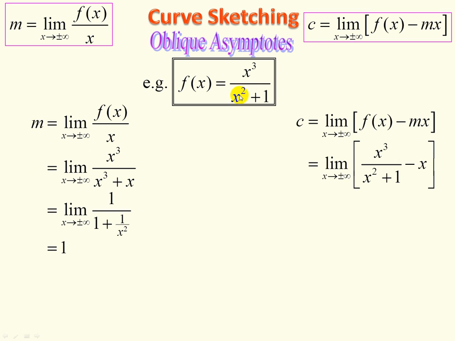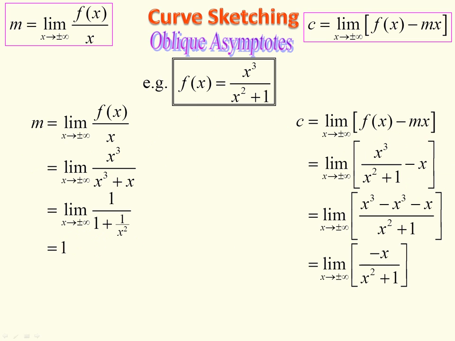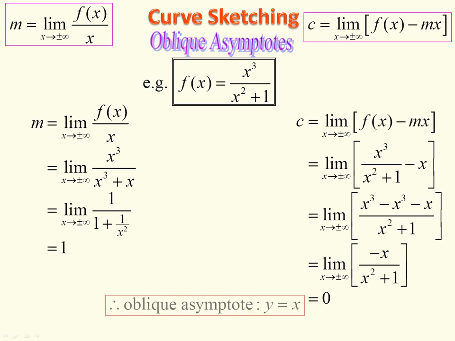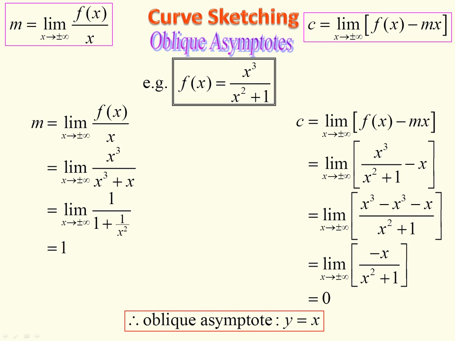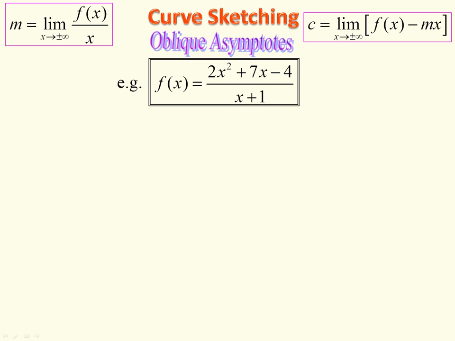So, the function minus 1x. There we are. Find a common denominator, simplify. Now we want the limit as x tends to infinity, and by now you should be okay on those. It's 0. Our oblique asymptote is 1x plus 0. Let's look at another one. In fact, you try this one yourself first. Get the oblique asymptote.